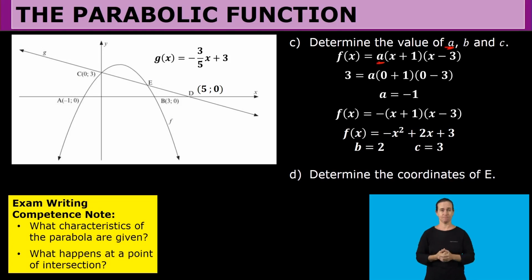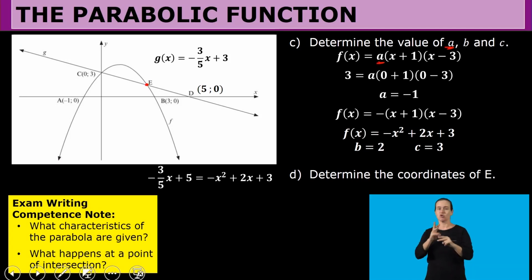Let's look at the last question there, which is determine the coordinates of E. Now, when we are looking at E, we can see that that is a point of intersection. It was also given to us in our information. But what happens at a point of intersection? It means that those two functions are going to be equal, which means that we are going to take the equation of the straight line and the equation of the parabola. So the equation of the straight line there is negative 3 over 5x plus a 3.